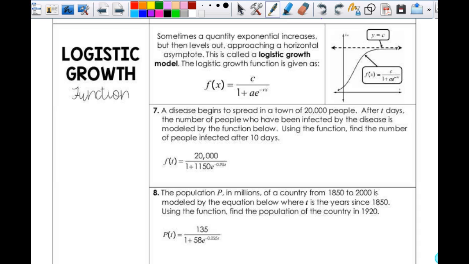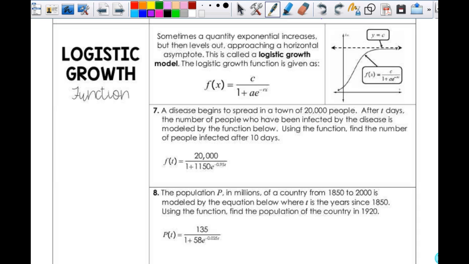But what this says is sometimes the quantity exponentially increases, but then levels out, approaching a horizontal asymptote. It's called logistic growth. Not everything could just increase exponentially forever. So let's just read this problem and talk about it so you can understand what's happening. It says a disease begins to spread in a town of 20,000 people. After t days, the number of people who have been infected by the disease is modeled by the function below. Using the function, find the number of people infected after 10 days.